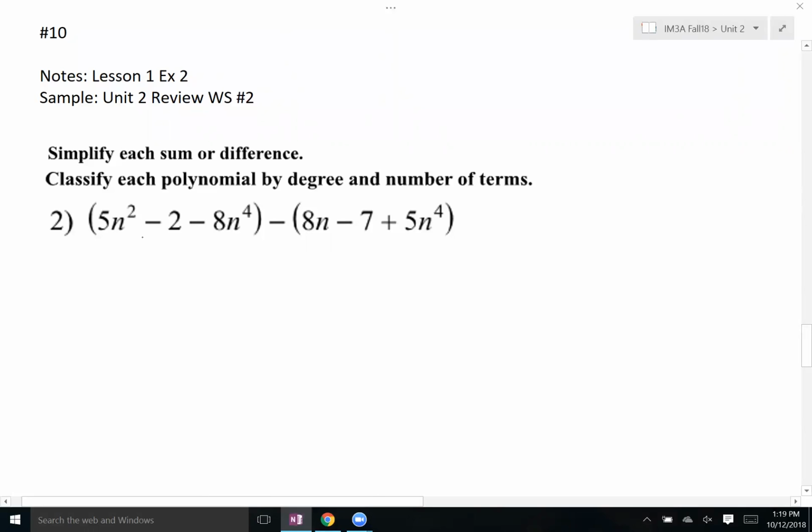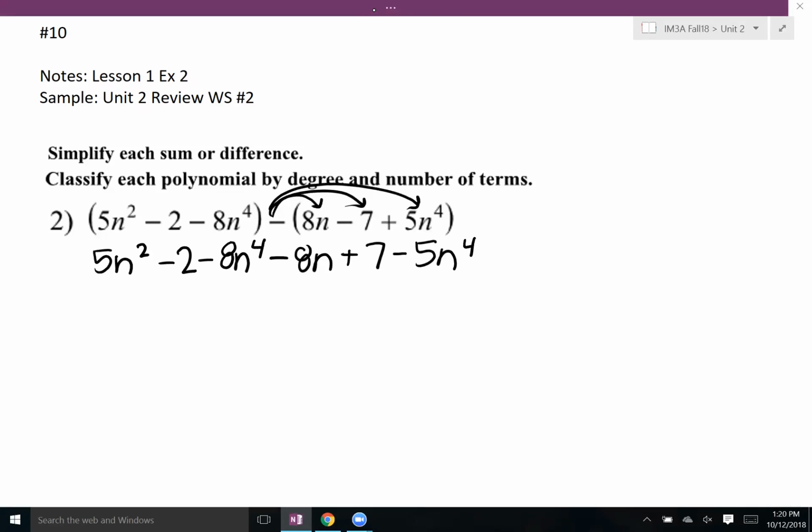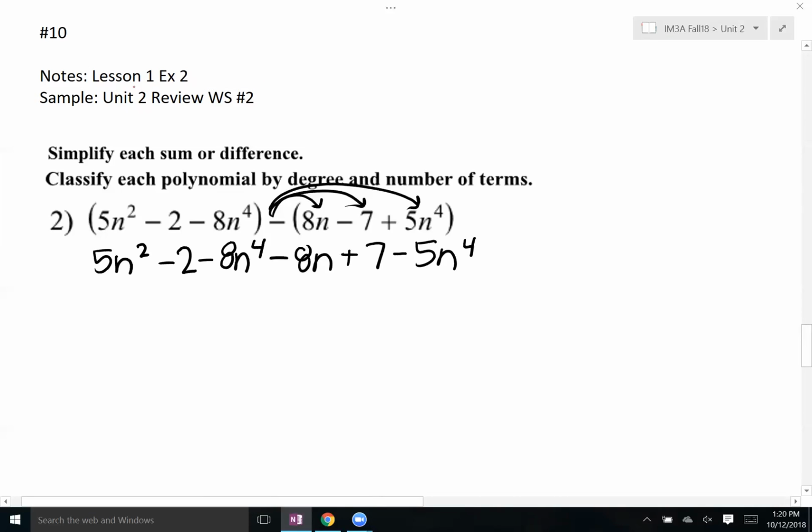And so what I want to do is distribute the negative through the second polynomial by changing all the signs. So it's a negative 8n, a positive 7, and a negative 5n to the 4th. And then for the first one, I can just ignore the parentheses. It's important that you get rid of the parentheses in this step so that you don't accidentally think you need to now multiply. So when I get rid of my parentheses by distributing the second negative and leaving the whole first the same, I now want to combine like terms.